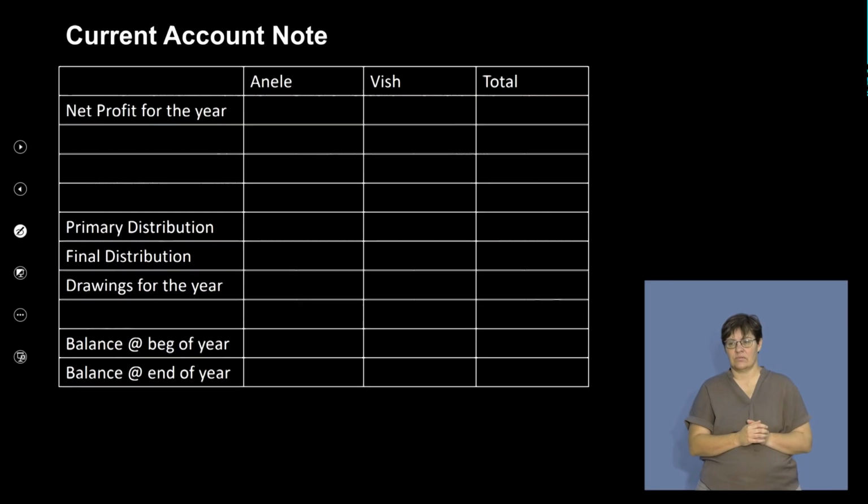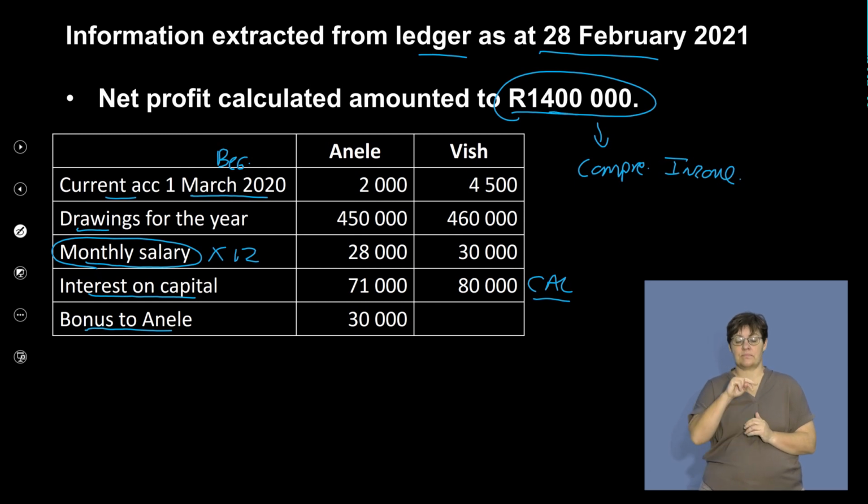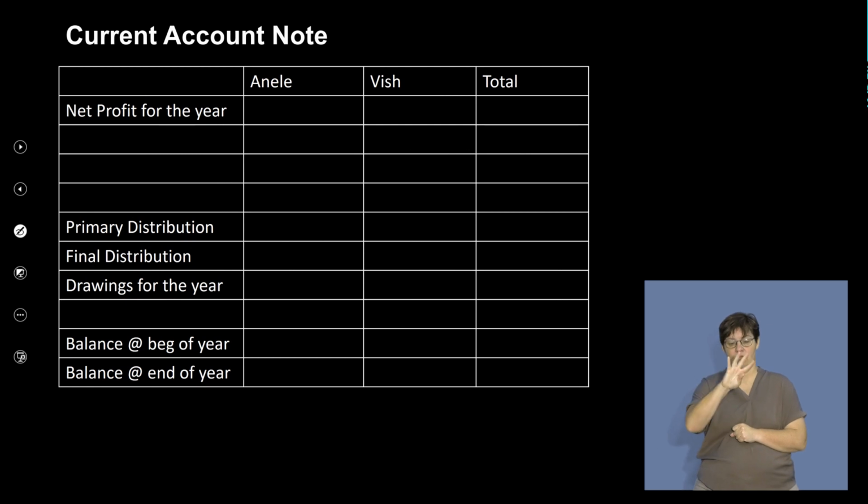Right, so next bit of information, okay, that's it. So there's my current account note, and I don't have any additional adjustments. So let's get started with this note. Remember guys, your starting point is always net profit for the year. If we go back to our information, our net profit for the year is 1,400,000. So I'm filling that in: 1,400,000 net profit for the year.